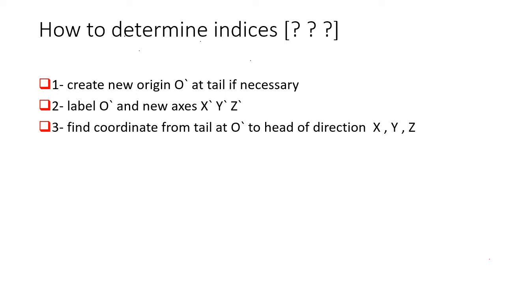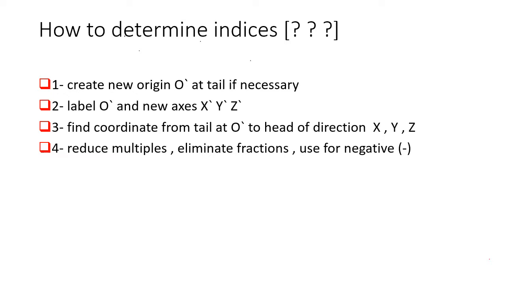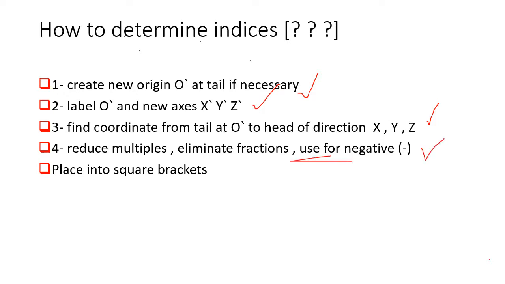Find coordinate from tail at O prime to head of direction x, y, z. Reduce multiples, eliminate fractions, used for negative. It means we should use a bar if they're negative over the number, and place into square brackets. So let's see examples. Again, we should create new origins, label the axis, find coordinate from tail, and do something like bar, and at the end we should place brackets.